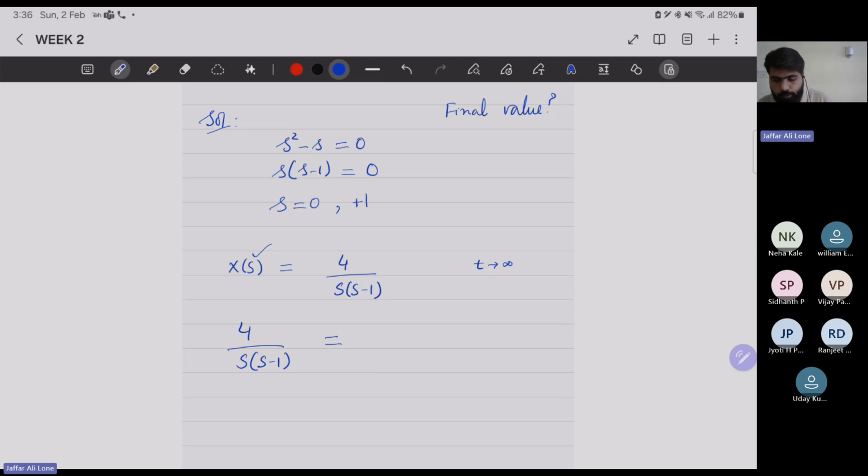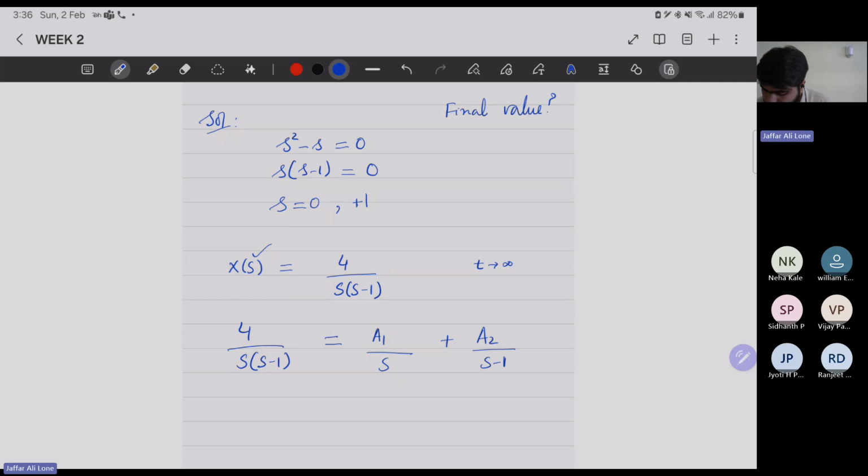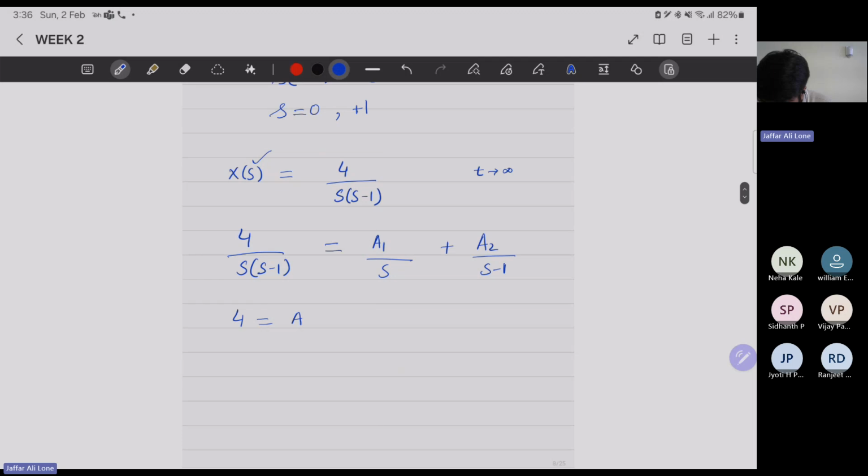I know that you must have forgotten that, so I'll give a quick revision of how we solve this function. We simplify this function first using the partial fraction method, because we'll keep using this method in our next problems. So we can write it like this: A1 by s plus A2 by (s minus 1). Then we can simplify it. So 4 is equal to A1 into (s minus 1) plus A2 into s.